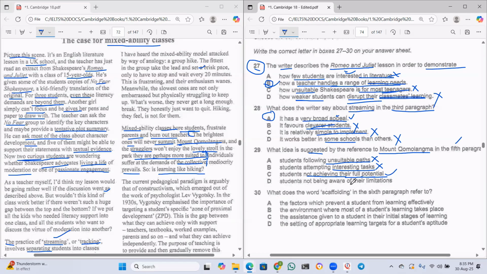Students not being aware of their limitations. I think here students are aware actually, because the bright students know that they can climb this. Okay, stragglers, they know they can have a stroll in the park, but they are perhaps not suited to. I think students not being aware is not the right one. Students are aware actually. They are aware of their full potential. They are aware of their skills. So I think if D is also gone, yeah, C should be the right answer.